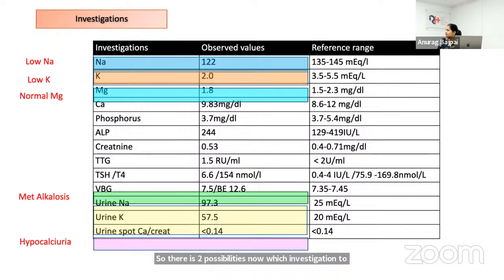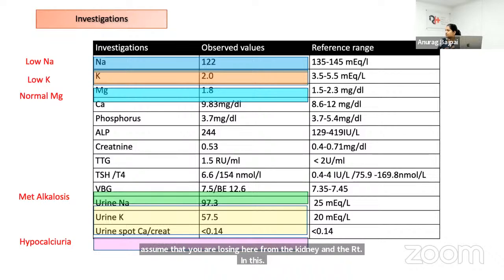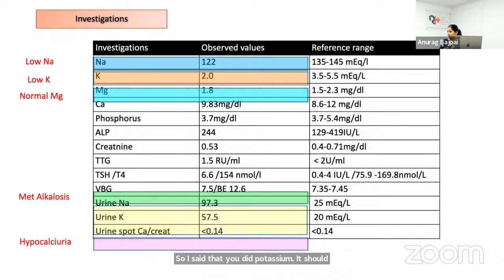It's the urinary potassium. I said that urinary potassium should be high if it is a renal loss. It's high. So this now very clearly tells you that you are losing something from the kidney, in the urine. Now, how do you know that this is not RTA? Because there is alkalosis. So if you just look at these investigations, you make the diagnosis.